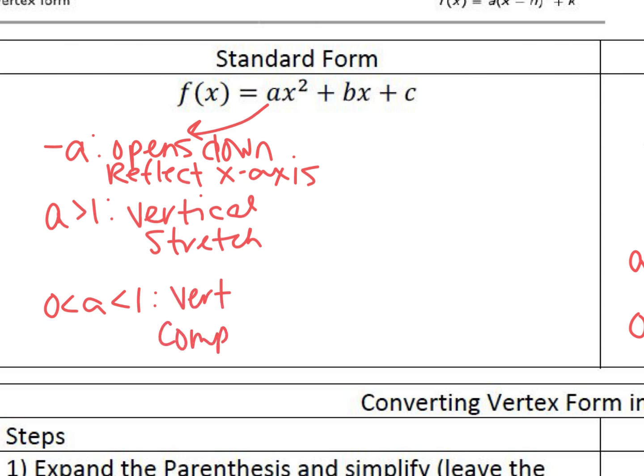Now, the new one that we haven't really talked about, B, is a special thing. It kind of does its own thing. We're not going to worry about that part. The part to focus on is the C. I want you to realize that the C, the constant, the one that doesn't have a letter in standard form, is always going to be your y-intercept, okay? So that actually is going to give you a clue to some of the pieces if we're graphing.